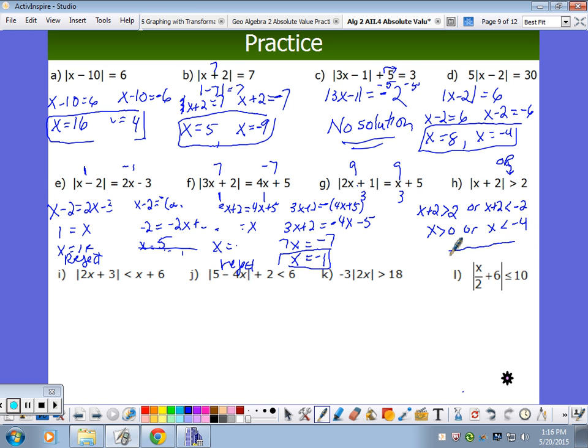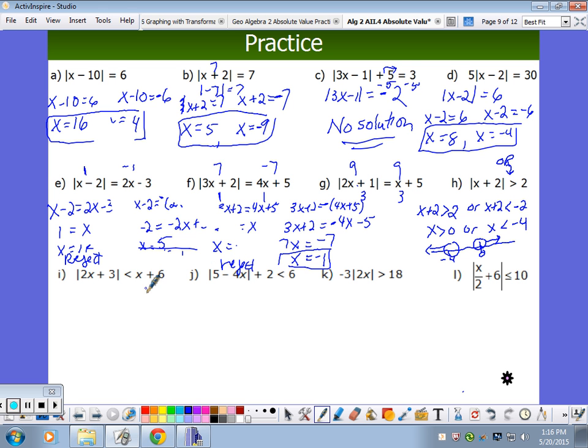So if this was something we wanted to graph on the number line, if that's 0 and this is negative 4, so x is bigger than 0, or it is less than negative 4. If it is one of those two things, it is a solution. So let's try the letter I.